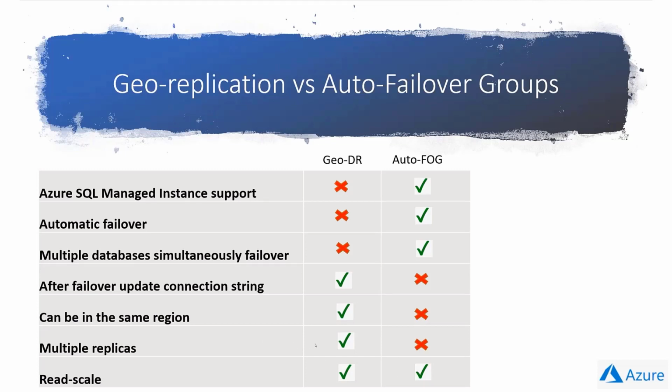With GeoDR, you can have multiple replicas. As we mentioned, you can have up to 4 replicas, but with chaining, you have an endless number of replicas. In the case of auto failover groups, you cannot. Basically, when you create a group, you can only have 1 replica. I mean, you always have the option to create more failover groups, right, with different databases. But for one failover group, you can only have 1 replica. And of course, both GeoDR and auto failover groups have read scale, meaning that you can always use the secondaries as a read scale option.